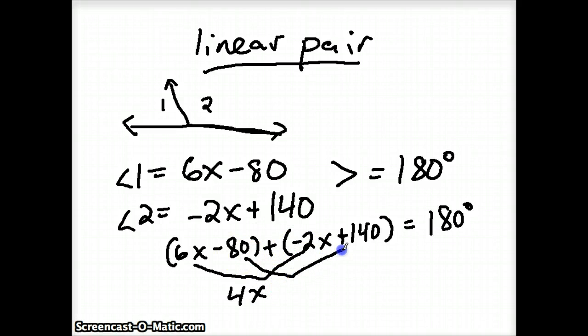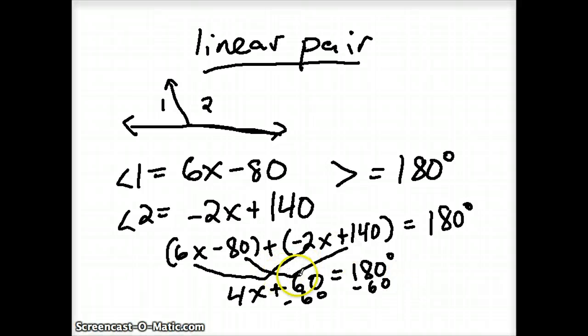And these are like terms because they're just numbers. Negative 80 plus 140, or 140 minus 80, is positive 60. And it still equals 180 degrees. And now I'm solving for one variable, and I want to undo things that are happening to it, or do the opposite to get it down to itself. So if 60 is being added to 4x, I need to subtract 60, do the opposite. And we always balance our equations, so we need to do it to both sides.